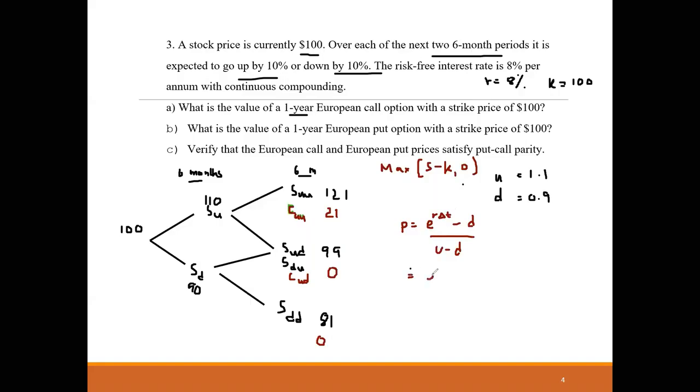So e to the power R is 8%. Delta T is how much? This option is for 1 year, but we are looking at a two-step binomial tree, so 6 months and 6 months. The duration of the time step is 6 months. So consider 6 over 12, minus D, which is 0.9, divided by 1.1 minus 0.9. Calculate and get the values.